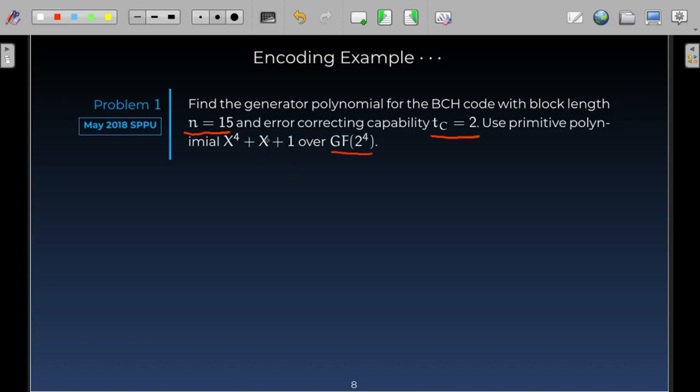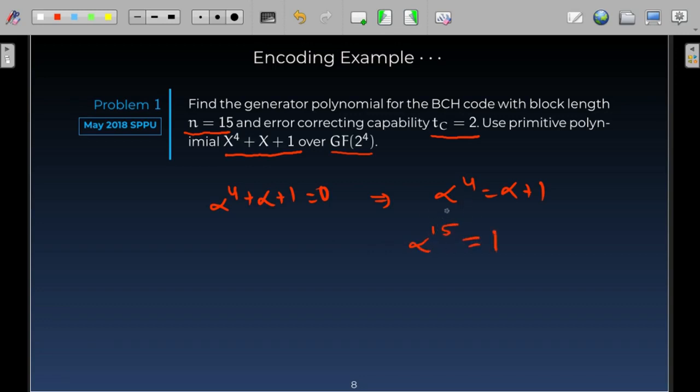So we have to find the generator polynomial, and the finite field GF(2 to the power 4) that we consider has to be generated using x to the power 4 plus x plus 1. Keeping this in mind, you can already say that alpha to the power 4 plus alpha plus 1 is going to be 0, as alpha is a root of the primitive polynomial. So alpha to the power 4 will be equal to alpha plus 1. Another thing is that alpha to the power 15 is equal to 1.